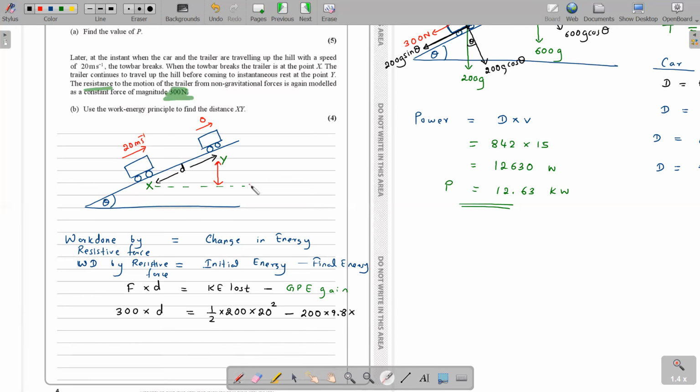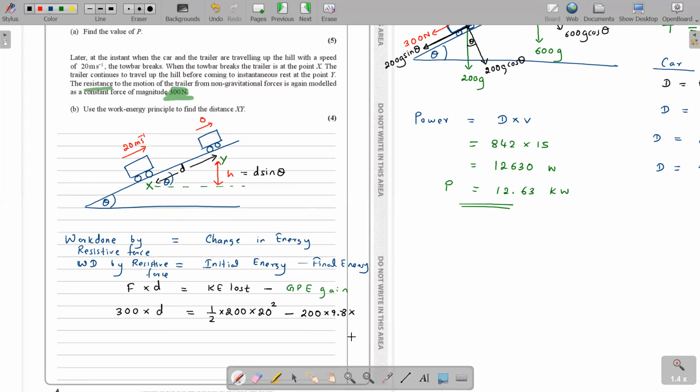In mgh, the h means the perpendicular, the vertical height. You can't use a slant height. So how do I get this h here? I need this h value. This theta can be resolved, right? When you resolve, what do you get for h? H is equal to d sin theta.